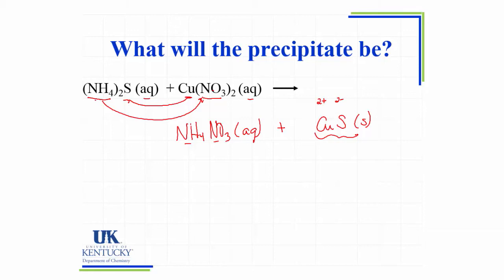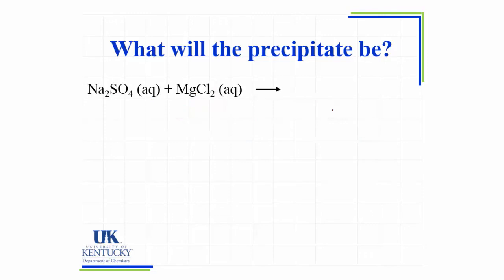I still need to go back and balance my equation because I notice that I have two ammonium ions on the left and only have one on the right. So I add a 2 in front of the NH4NO3, and that also resolves the issue with the nitrate. I have two nitrate ions, and now I have two nitrate ions on the product side. For copper and for sulfide, I have one copper and one sulfide on the left. I have one copper and one sulfide on the right. So I now have a balanced chemical equation which shows me the precipitate from my reaction.